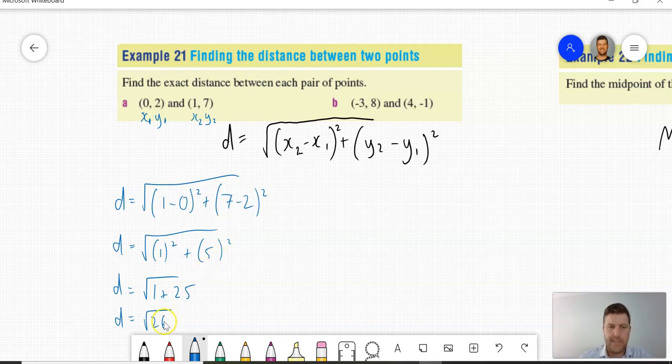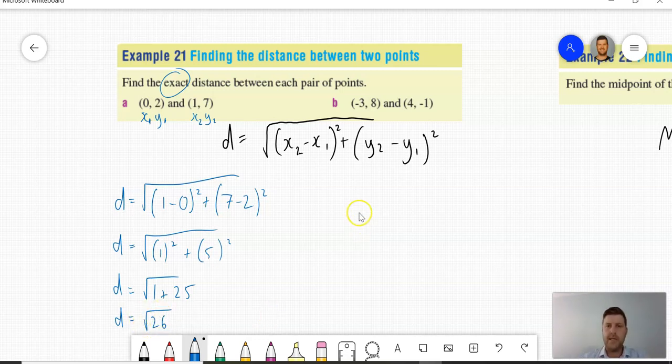Now, because 26 isn't a square number, I'm going to leave that in exact form, or surd form. It's asking for exact distance, so leave it as a surd, the square root of 26. If it was a square number under there, for example 4 or 9 or 81, then I could get an exact value, but in this case I'm going to leave it as a surd.